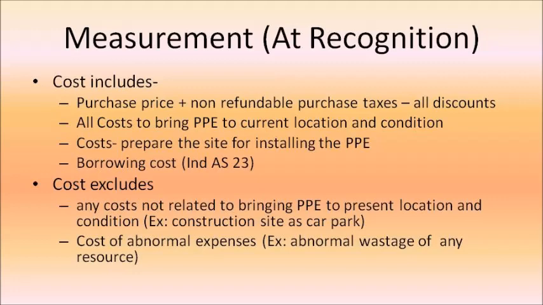Whatever we discussed in the earlier slide is the initial cost and subsequent costs. Those are the types of costs to be considered in property, plant and equipment. Here what we are discussing are the components of the costs which are to be capitalized under property, plant and equipment. So one is the purchase price, whatever is incurred in bringing the asset. It includes all the costs to bring the property, plant and equipment to its current location and condition.